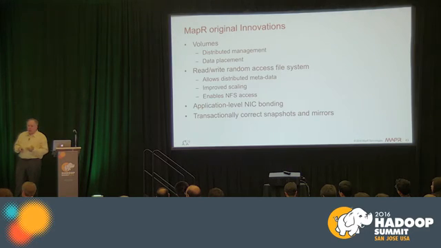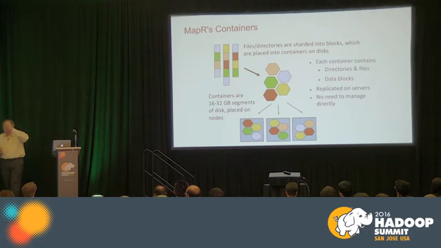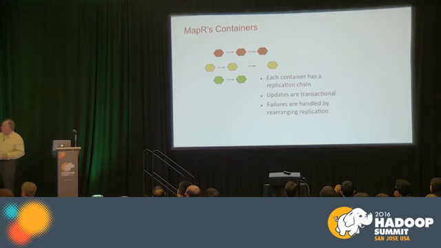We also added a read-write random access file system, access via NFS and by high-performance views, high-performance network bonding, and transactionally correct snapshots and mirrors. The way we did this is we chopped files up and put them into a new thing called a container. These were called chunks, then containers, and those are replicated across the platform. We put transactions at the container level, not the file level. This is essentially allowing us to multiply 3 numbers to get scale. In HDFS, you have the number of blocks that a name node can handle times the block size. Here we have number of containers times container size times block size. So we multiply 3 numbers and get higher scale.